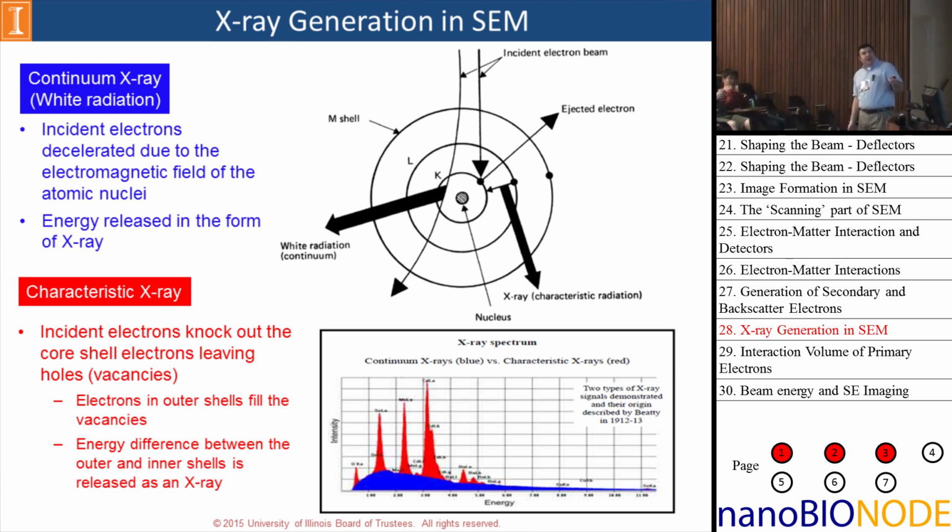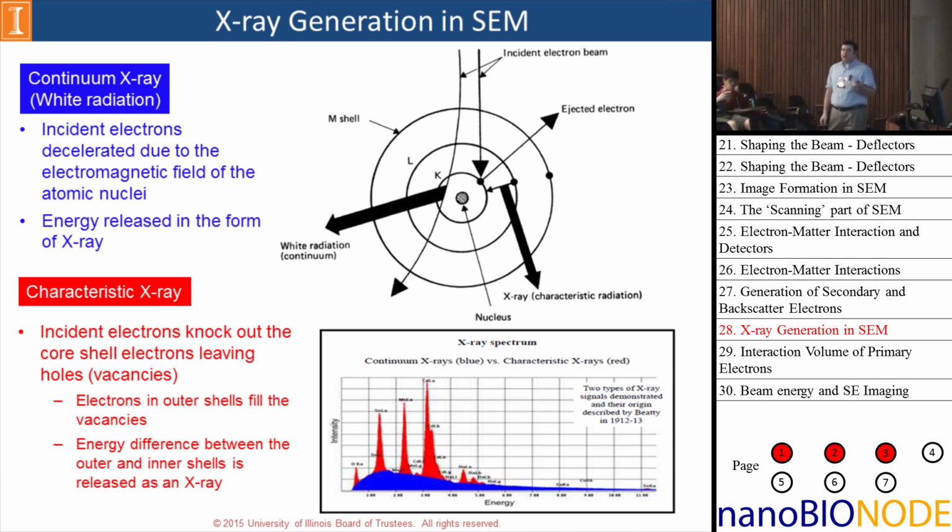On the other hand, if an incident electron comes in and knocks out a core shell electron, an electron from a higher level orbital will jump down to take its spot, and when it jumps down, it's going to emit an X-ray that is characteristic of the atom it came from. This is how we figure out what we have inside of our sample. The spectrum looks a little bit like this. We have our background, which is the blue continuum X-rays, and then we have these sharp peaks, which are the red characteristic X-rays, which actually identify the elements that we're interested in.